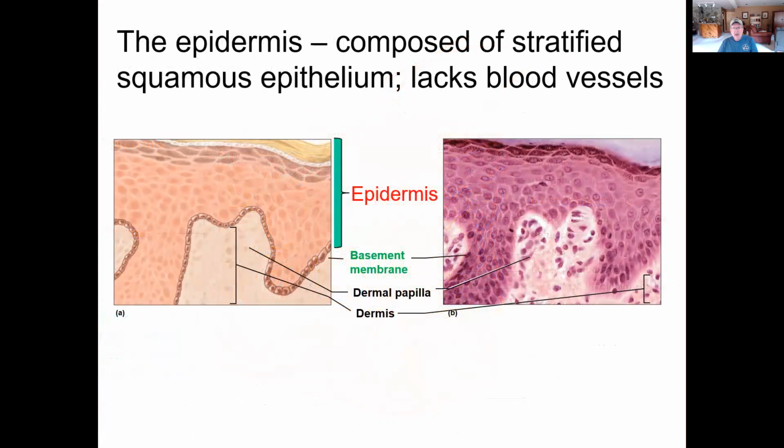Okay, we're going to start with the epidermis, and then we'll work our way down into the dermis and talk about these various structures. You already know that the epidermis is composed of stratified squamous epithelium. You've seen this with your microscope and a couple of slides. I want you to note, as I've indicated on the slide, that there are no blood vessels in the epidermis. It's devoid of arteries and veins and capillaries. You don't see anything there.